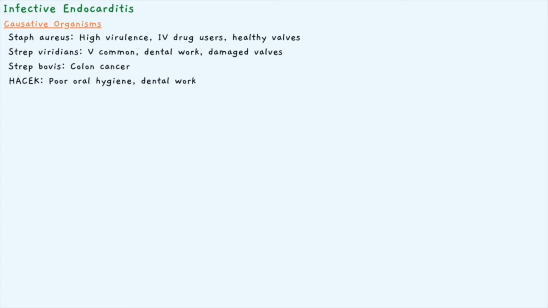Staphylococcus aureus is a high virulence bacteria which can affect healthy valves, and because it's located on the skin, it's also a common causative organism in IV drug users. Strep viridans is also very common, but most common if the patient has had recent dental work or the heart valve has been previously damaged from causes we will explore later in the video.